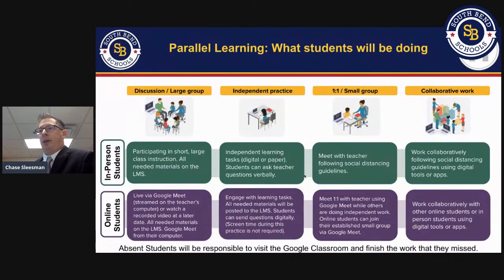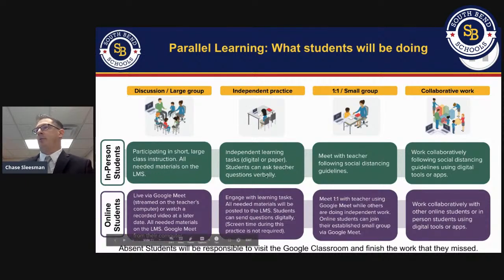And again, just as we look at what's going on with in-person students as well as the online students during what this parallel learning looks like, your in-person students are going to be participating in short or large class instruction. All of the needed materials will be on the LMS. That way, it allows your online students to access the live Google Meet, or they can watch the recorded video later. All the needed materials are already on the LMS, and they can join the Google Meet from their computer for the direct instruction.